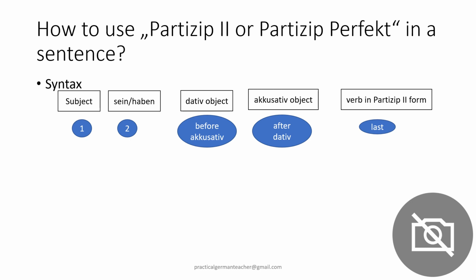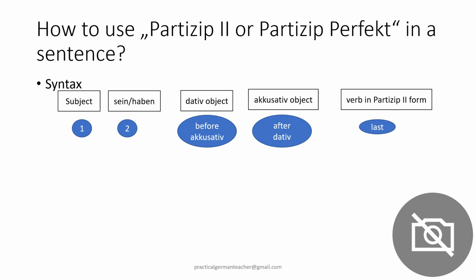Now the subject, as you know, is either before or after the verb. If there is nothing before this verb, then it takes the position before the verb. If there is something over here, then it will come after the verb. Here, when I say verb, I mean either sein or haben.